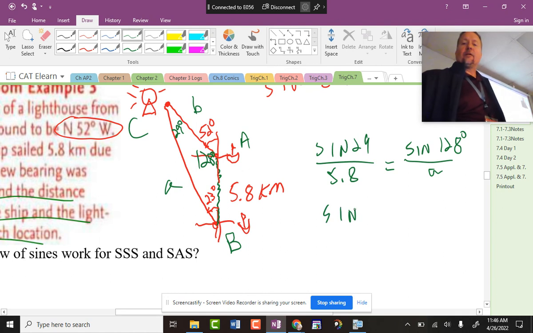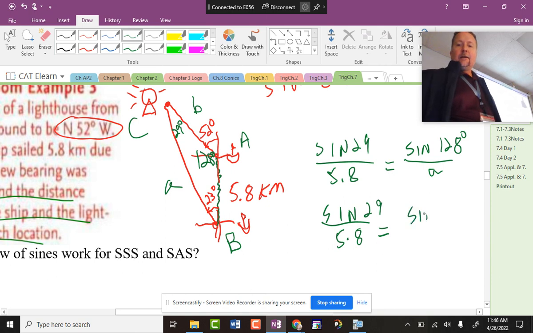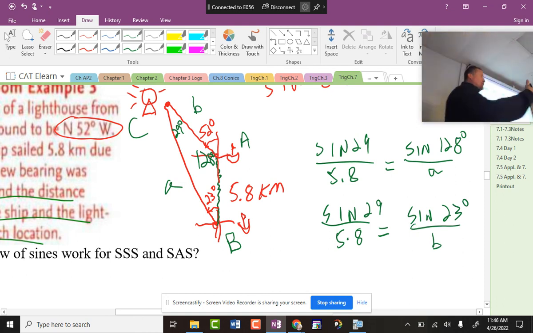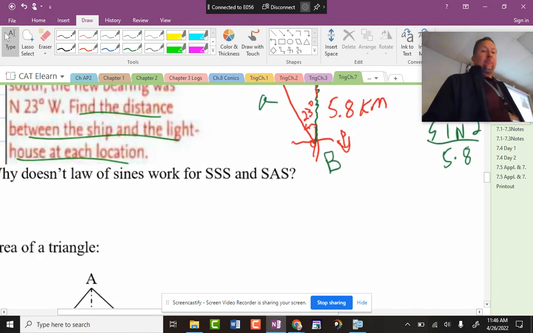Probably overdoing it here. And then yet again, sine 29 over 5.8 equals sine of 23 over B, how far it is from the first location. And then we already showed you a couple times how to do this on the calculator. All right? Okay. I don't want to overdo it. I think this is pretty simple.